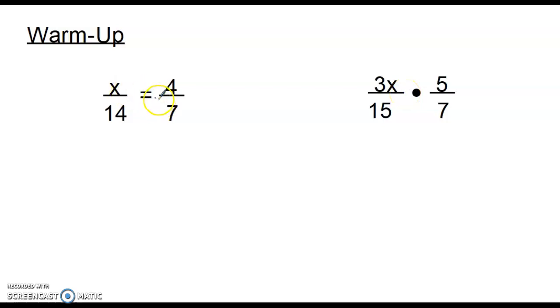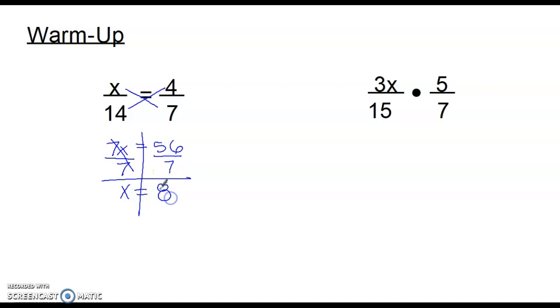So when you have two fractions equal to each other, they're equivalent fractions, meaning this one is worth the same as this one when you actually divide the two out. But what you can do in order to solve for x is cross multiply. You can multiply 7 times x to get 7x, 14 times 4 to get 56. Then you can simply divide both sides by 7 to get x is equal to 8, right?